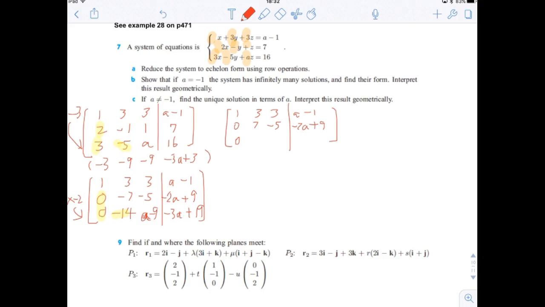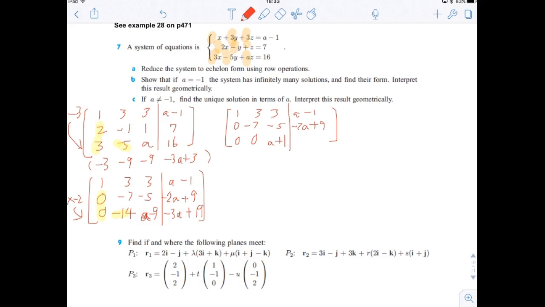So the first element will continue to be 0. The second element would be 0 because -7 times -2 would be 14. Adding it to -14, we get 0. -5 times -2 would be 10. I would add it to a minus 9. And instead of a minus 9, then we would have a plus 1, because we're adding 10 to a minus 9. A plus 1. I'm going to erase this line I put here. -5. And this is going to be a plus 1.